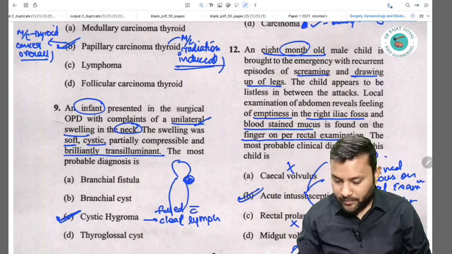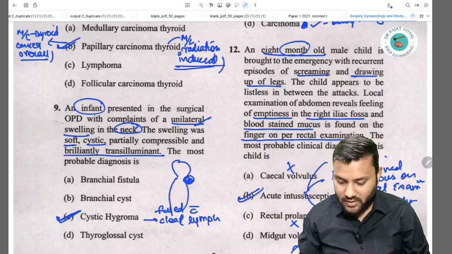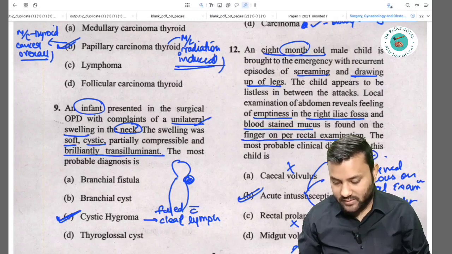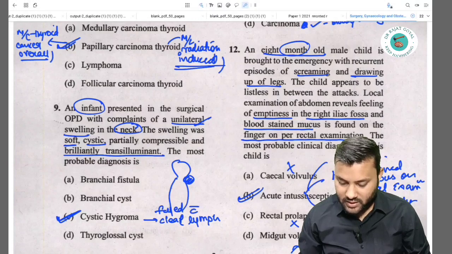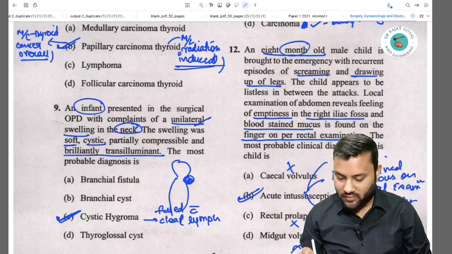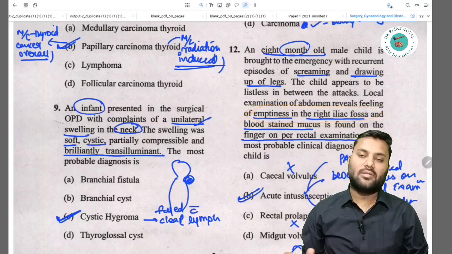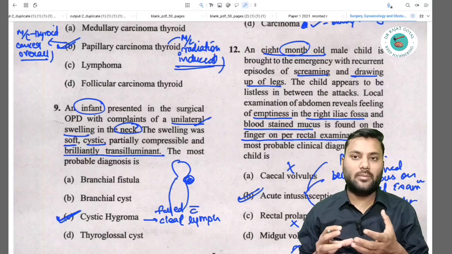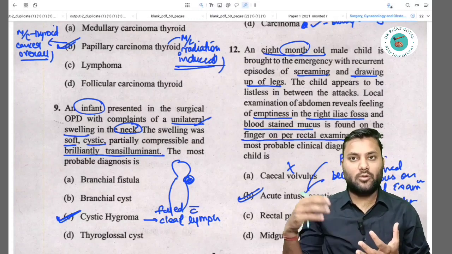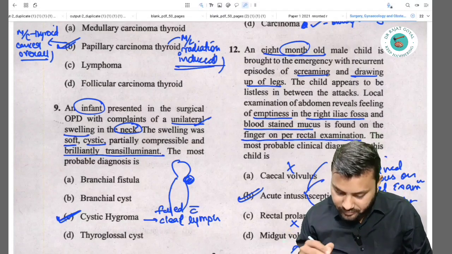Eight-month-old male child is brought to the emergency with recurrent episodes of screaming and drawing of the legs. The child appears to be listless in between the attacks. Local examination of the abdomen reveals the feeling of emptiness in the right iliac fossa. Whenever there is a feeling of the right emptiness, then generally it is associated with the intussusception, because one part of the bowel move into the another part. So the part which move into the another part, the place of that part will be empty.